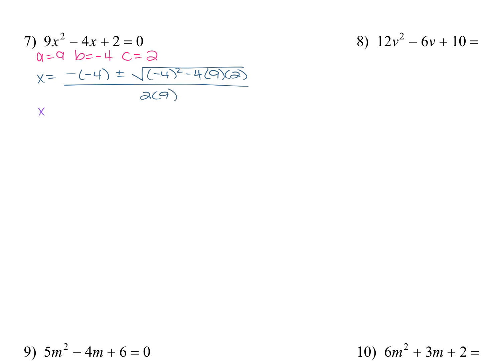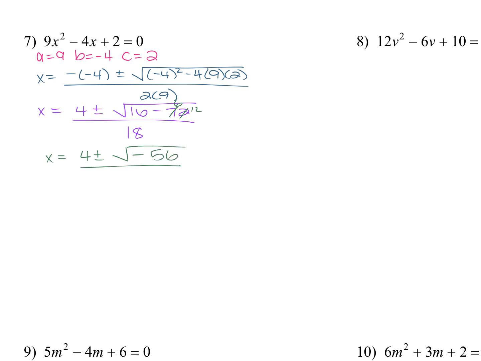So this simplifies to give us 4 plus or minus the square root of 16 minus the 36 times 2 is 72, all over 18. Underneath that radical, you're going to have a negative. This turns into 12. This turns into 6. 56 over 18.